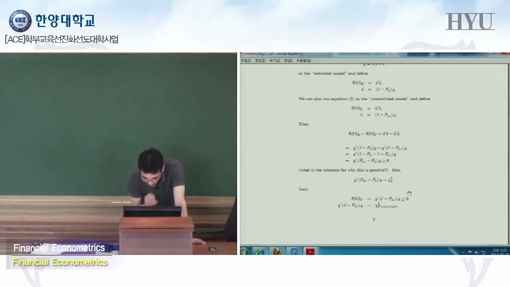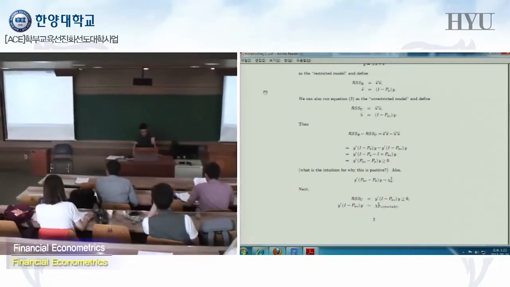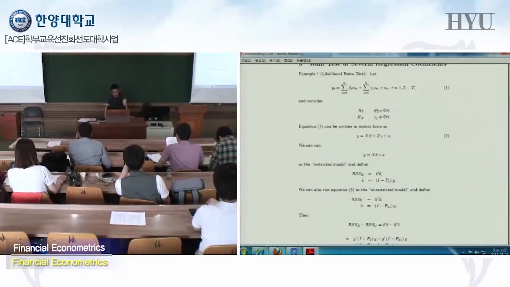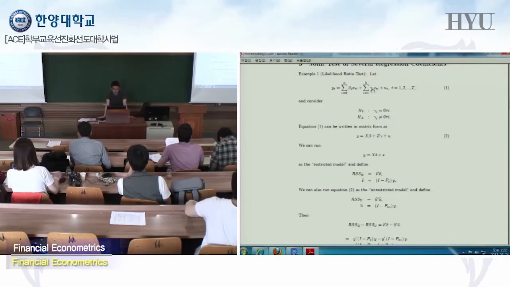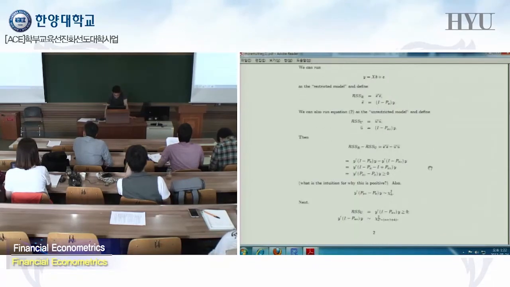Also, I don't want to prove this, but y prime (pxz minus pxy) should follow a chi-square distribution with degrees of freedom k. Here k is the number of restrictions. We have k number of z variables, and we are arguing that those k variables are useless, which means that those k coefficients are all 0. So here k is simply the number of restrictions.